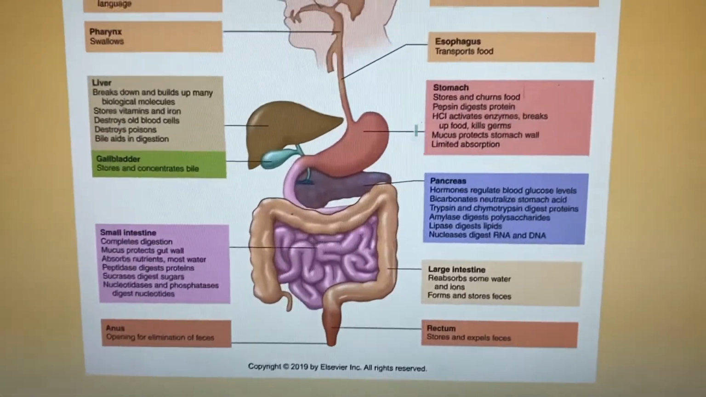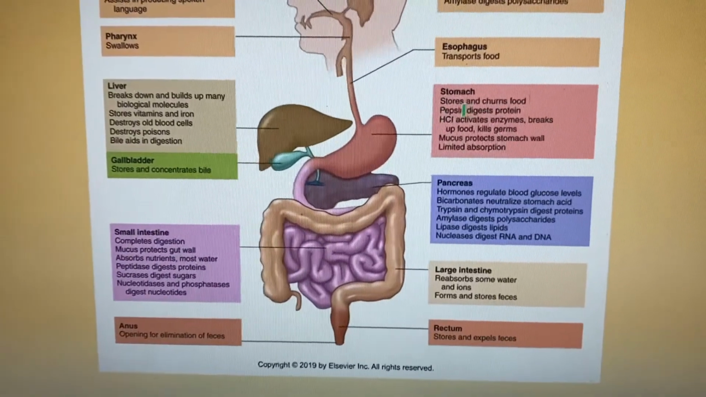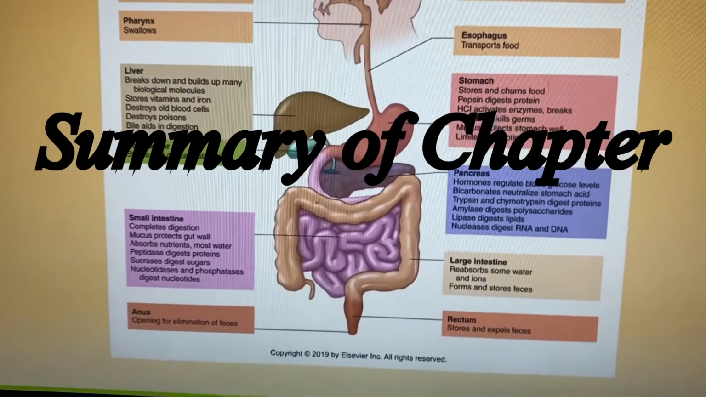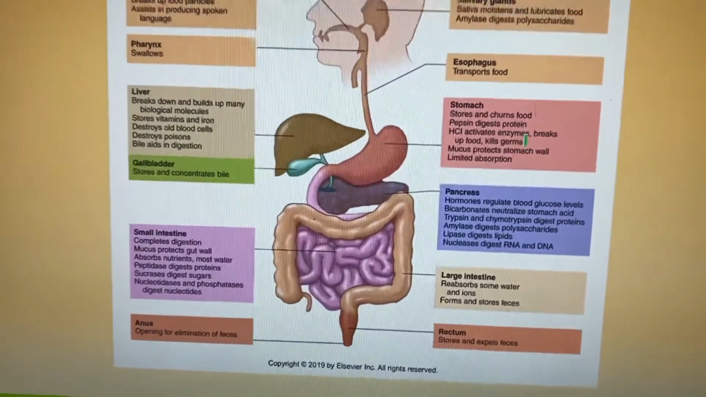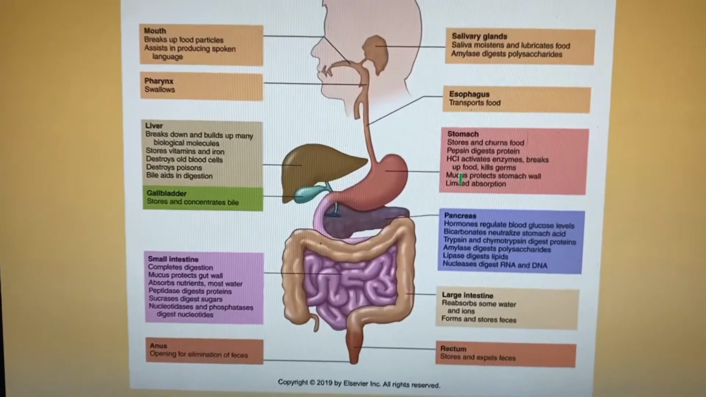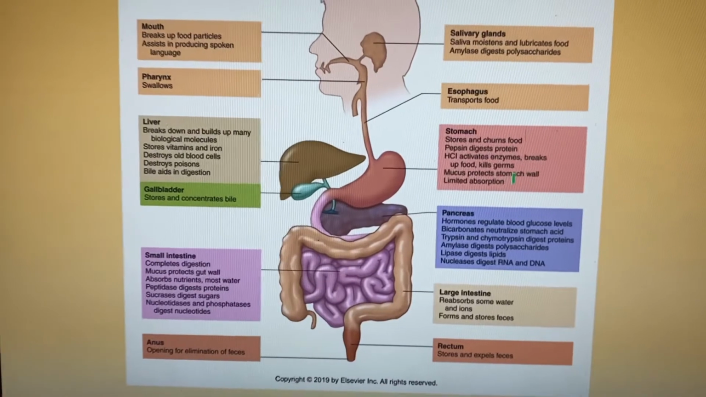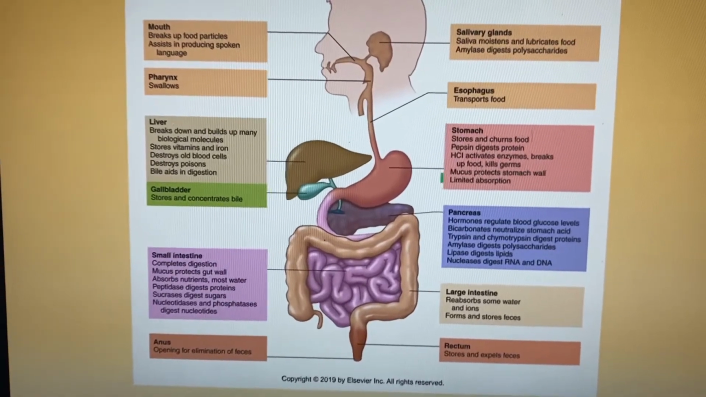The stomach starts digestion of your protein because you have pepsin. Your hydrochloric acid activates your enzyme, breaks up food, and kills the germs. And the mucus secreted by goblet cells protects your stomach wall. Limited absorption of alcohol and ascorbate.